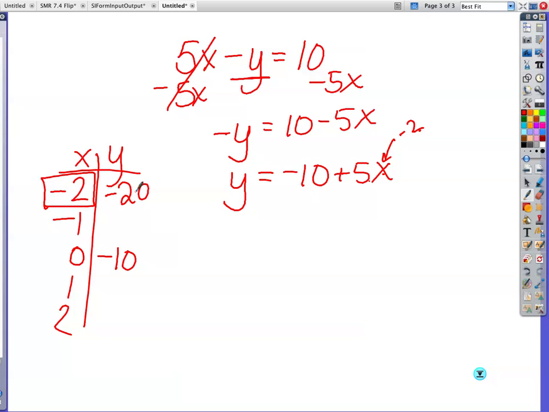Okay, if you're like, I don't know what to do now, put -1 in. So now I'm going to put -1 in for x. 5 times -1 is -5, plus -10 is -15. -20, -15, -10, -5, if you can follow the pattern, and 0. If not, then I need to put 2 into the problem. 2 times 5 is 10, 10 plus -10 is 0.